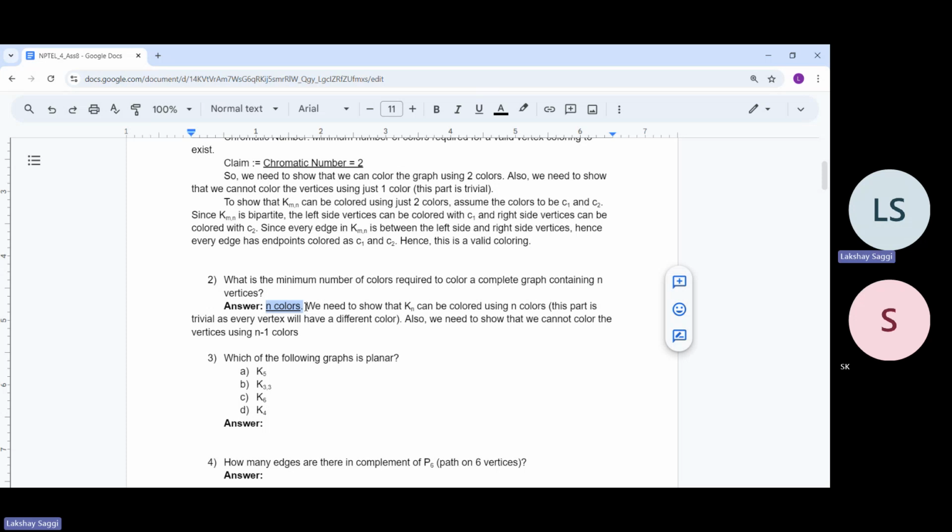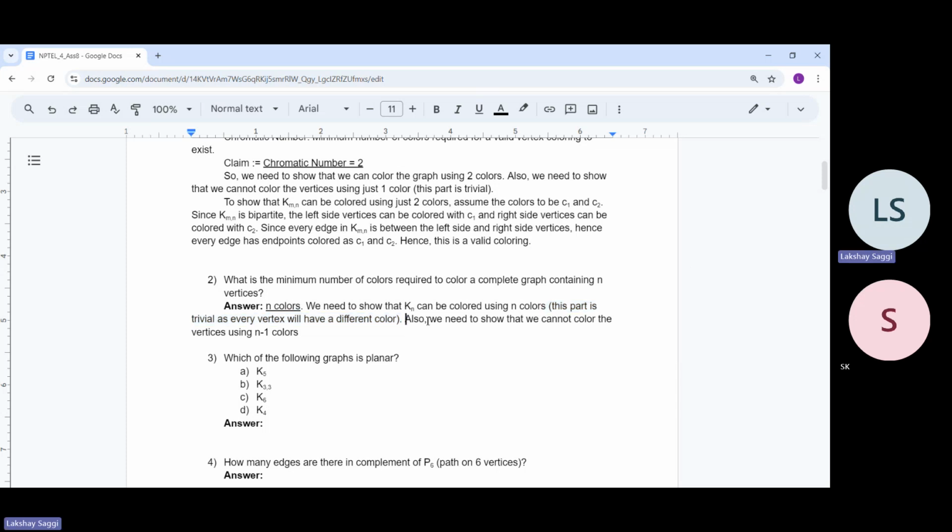To show that n colors is the minimum number of colors required to color the complete graph, we need to show that we can color Kn using n colors, and we also need to show that we cannot color it using fewer than n colors. That's when it will be a minimum, right? Note that coloring using n colors is trivial because we have n vertices and n colors, so every vertex can have a different color, and so every edge will have distinctly colored endpoints.